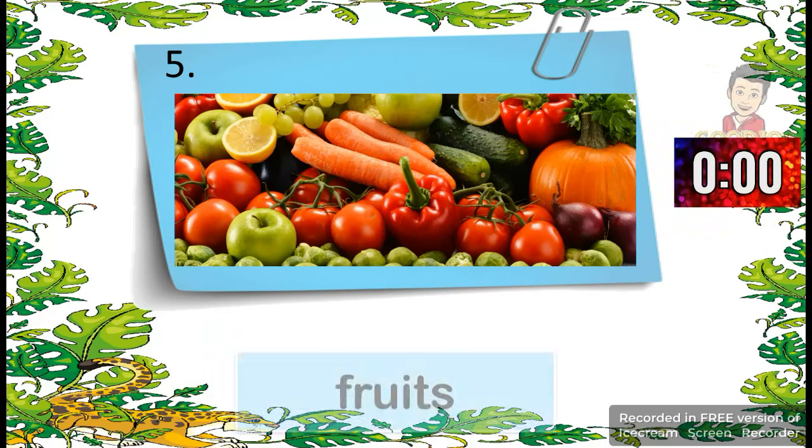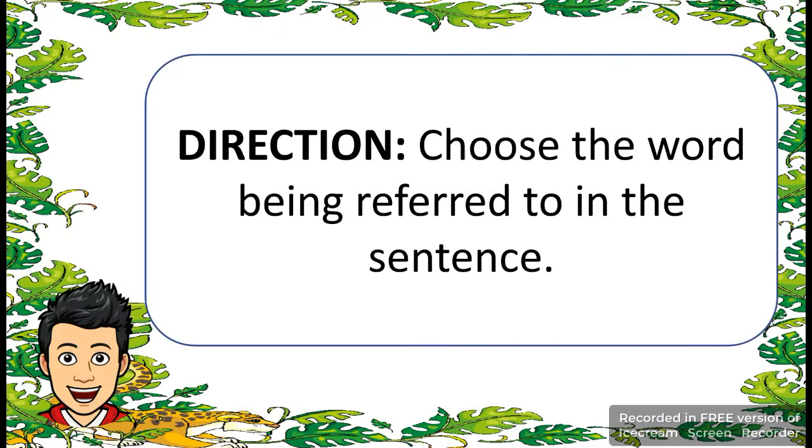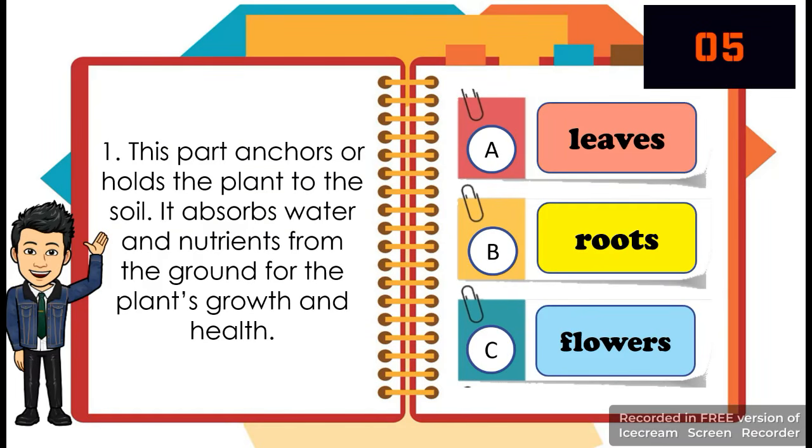Answer is roots. Good job, kids! For your third activity, direction, choose the words being referred to in the sentence. Number 1. This part anchors or holds the plants to the soil. It absorbs water and nutrients from the ground for the plant's growth and health.